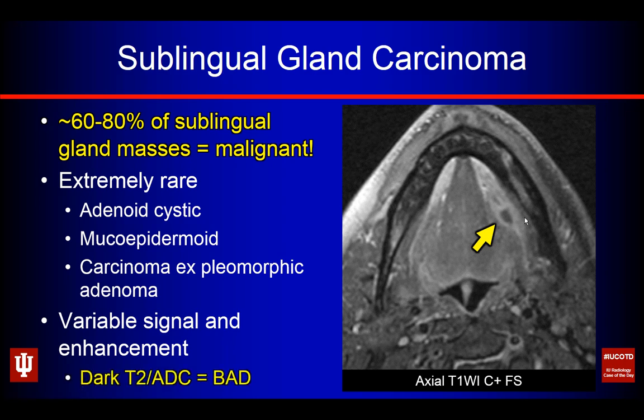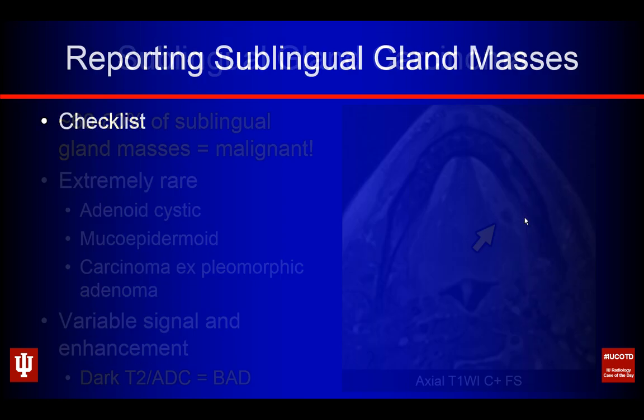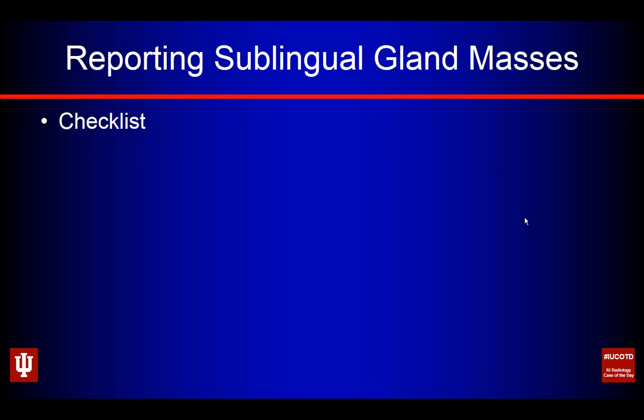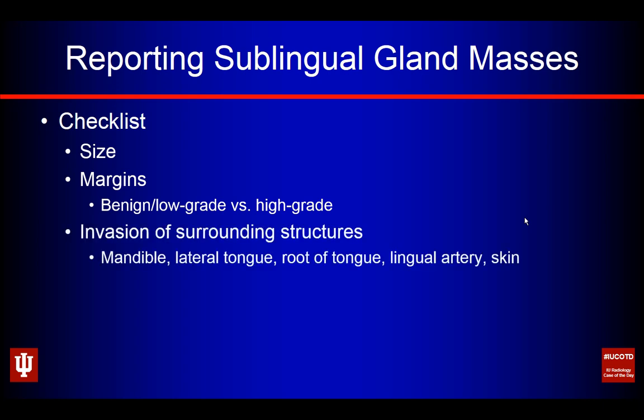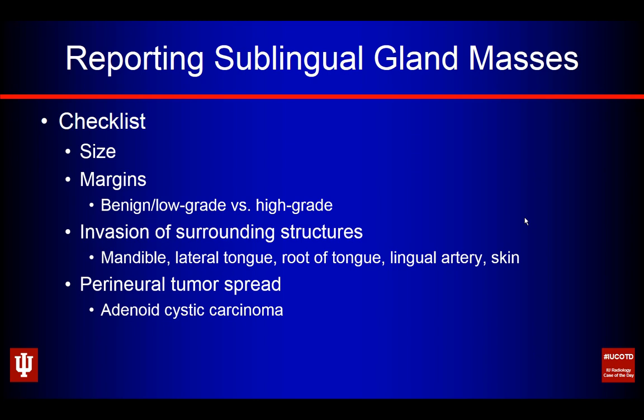Use T2, use ADC map. The lower the signal on those, we're thinking about bad malignant things because of cellularity. So here's my checklist for reporting sublingual gland masses. It looks like my other checklist. What's the size? What do the margins tell me? What's it invading? Again, these take into consideration some other things like the tongue, the root of tongue, the lingual artery that are close in proximity. Is there perineural tumor spread? Again, not only adenoid cystic, but that just happens to be the classic one. Are there nodal metastases? Think about mucoep, but certainly any of the other ones can cause it as well.